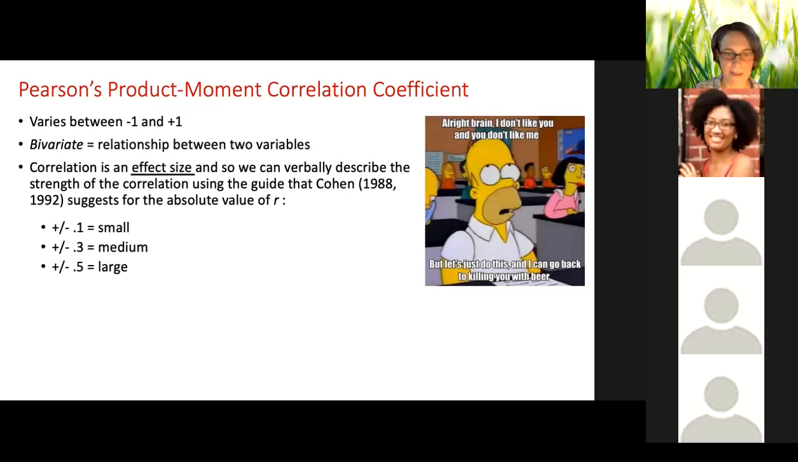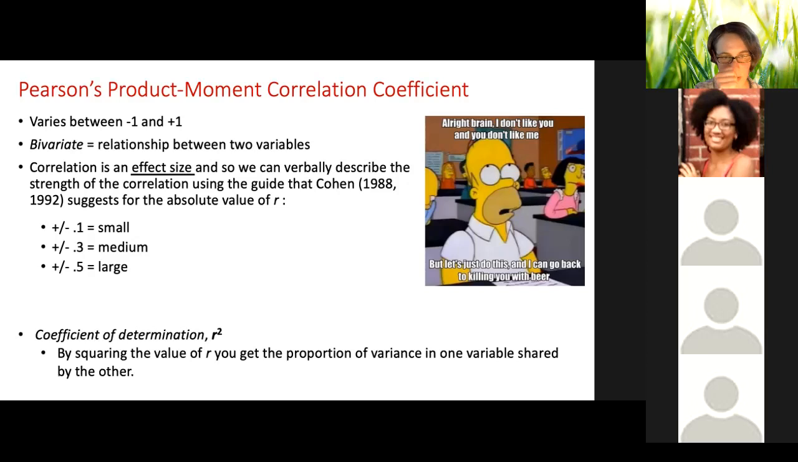classifications, but that's really absolutely arbitrary. These are simply conventions, right? The convention introduced by Cohen suggests that we consider an absolute value of a correlation coefficient of 0.1 a small effect size, 0.3 a medium effect size, and 0.5 a large effect size. But again, it's mere convention.